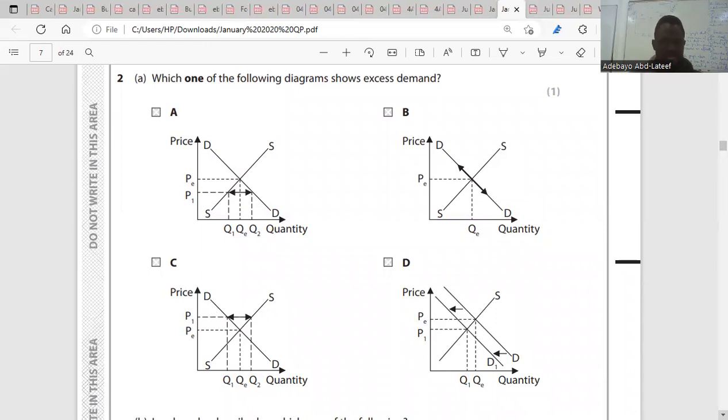So the answer is A. Yeah. Any price below the equilibrium price, from QE to Q2. Within that range, Q1 to Q2, that's the excess demand. Above it is excess supply. Is it clear, please? Go on.